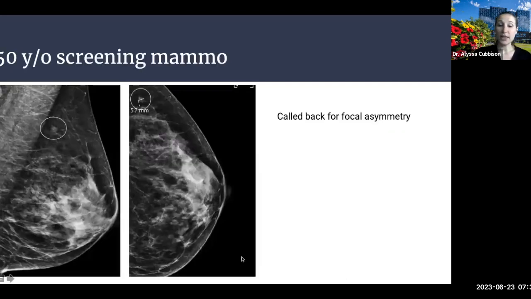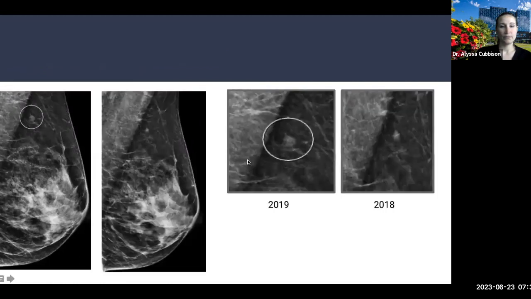So this was a different case. This was a 50-year-old female recalled from screening mammography for a focal asymmetry. You can see here, it was this area in the upper outer left breast. I kind of zoomed in here to 2019, and then we only had one prior to compare to, but you can see it certainly had increased compared to 2018. So it was called back.